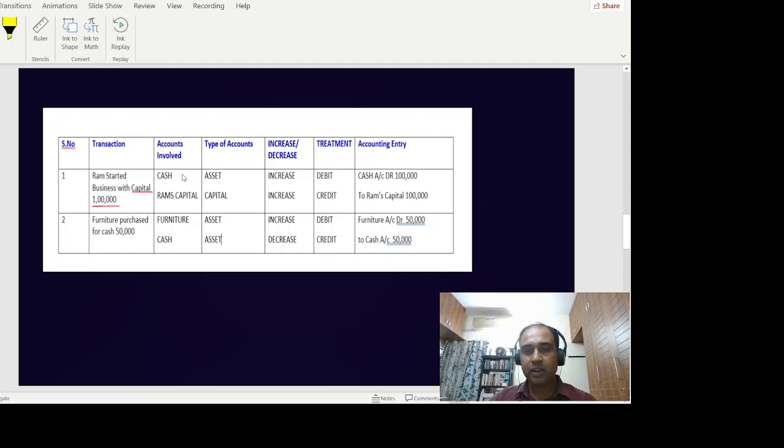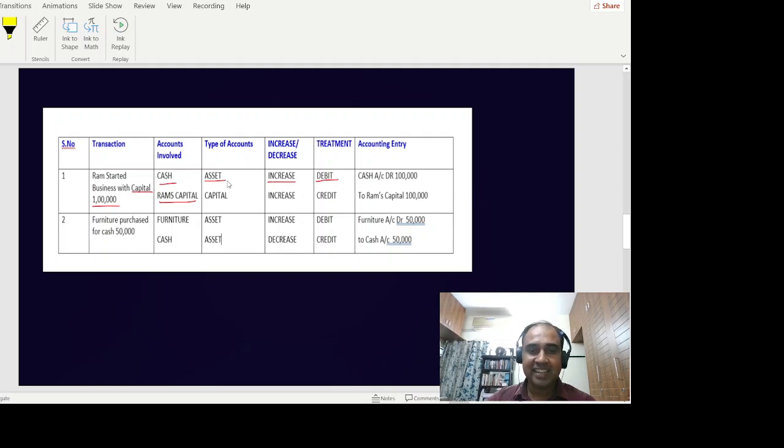Which are the two accounts involved, guys? Cash account and Ram's capital. Okay, let us understand it better. Cash will fall under which category? Asset. When Ram is starting business with capital, Ram is separate, guys, business is separate. You have to think from the business point of view. When Ram is introducing capital into the business, what happens to the cash in the business? The cash in the business will increase, and when the cash increases, we have to debit it.